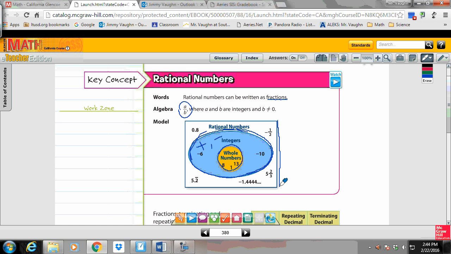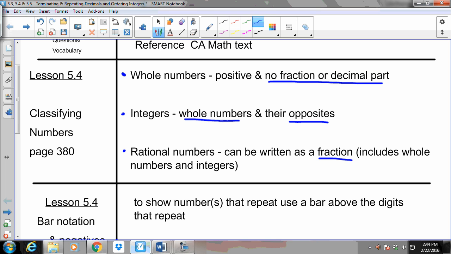Bigger than that are the rational numbers. Rational numbers are numbers that can be written as fractions. So 1/2, -1/2, 0.8, 5.2 with the bar notation over the top of it. Those are all rational numbers. Integers are rational numbers, and whole numbers are also rational numbers. They become more inclusive. We'll talk about that a little bit in class to give you a refresher. Probably the most important one that we're working on this chapter is integers, because it means negative numbers. The opposite of a positive is a negative. So there are some of your terms for today in 5.4.